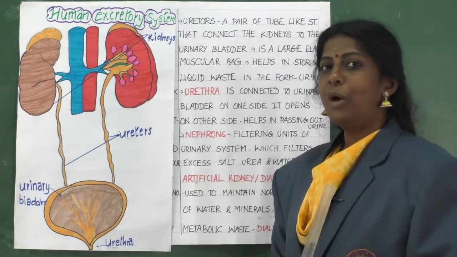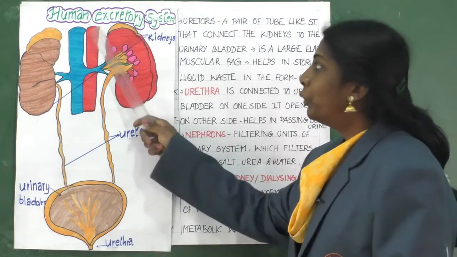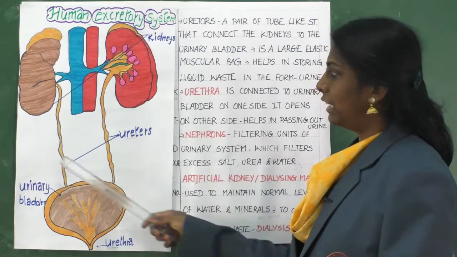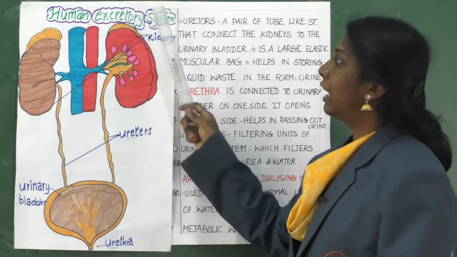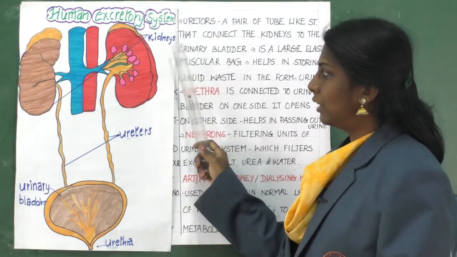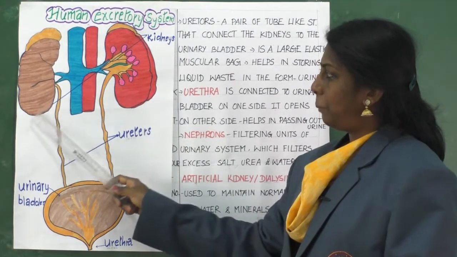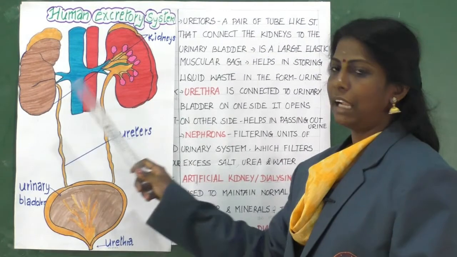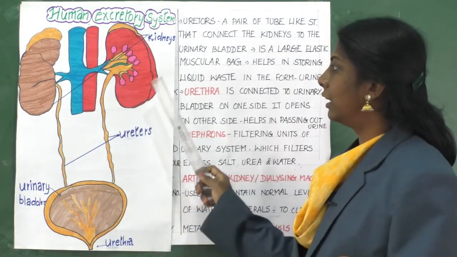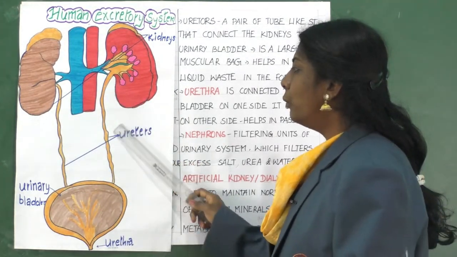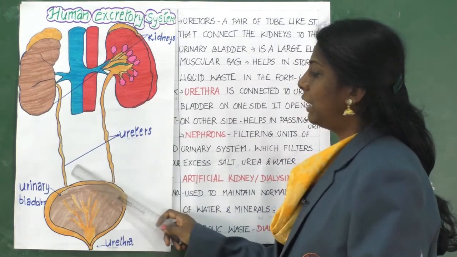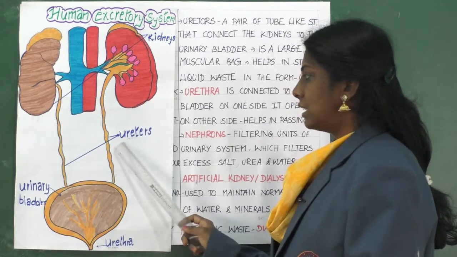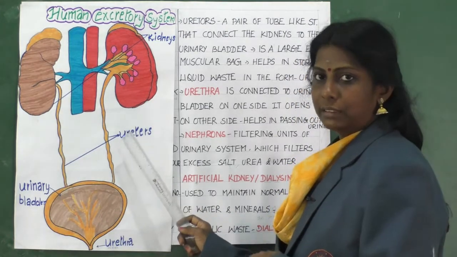Yes, children, now let us learn about the human excretory system. You can see the structure of the human excretory system. You can see a pair of kidneys, is it not? Left and right kidney. Then you can see a tube-like structure. What is this? This structure is said to be the ureter.